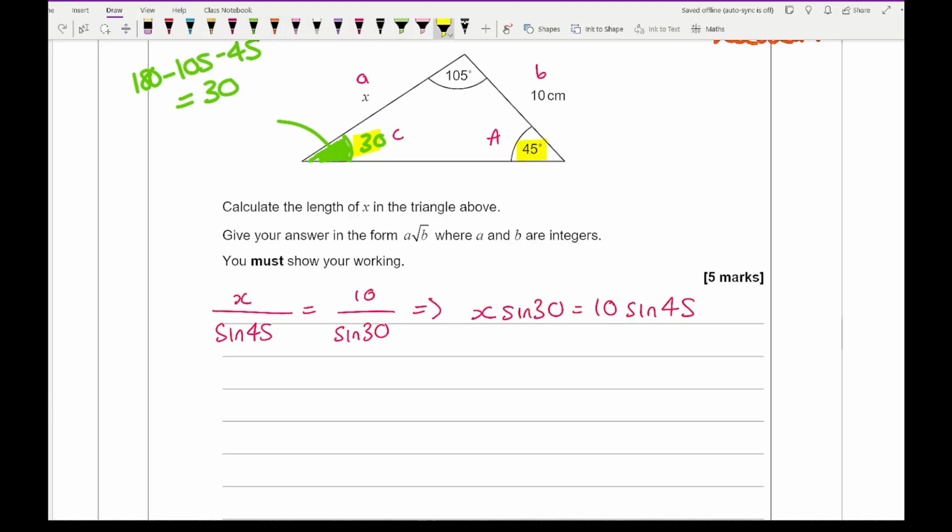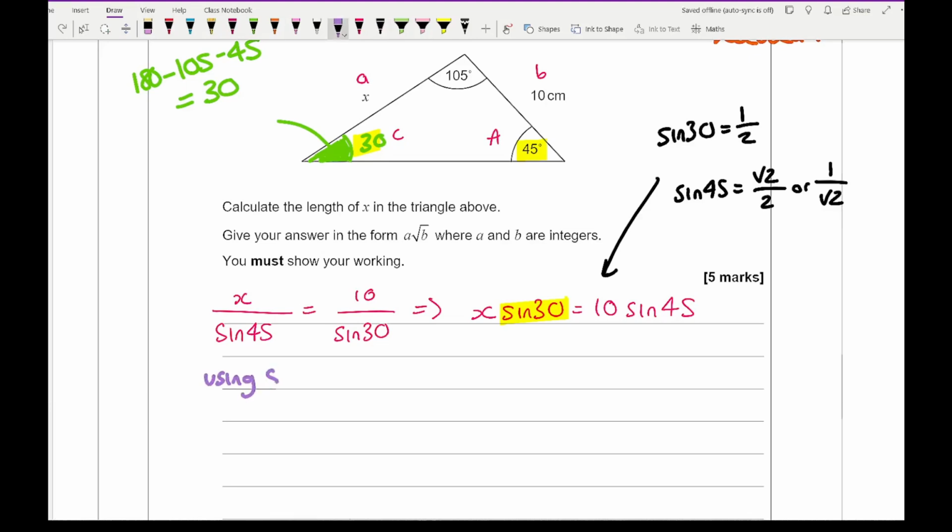Now this is where, at this point, I would introduce the exact values of trig. Now sine 30, if I just write this down, is a half, and sine 45 is either going to be known as root 2 over 2 or 1 over root 2, and it depends on whichever you do, and I'll go through using either. So let's start off by using sine 45 equals root 2 over 2.